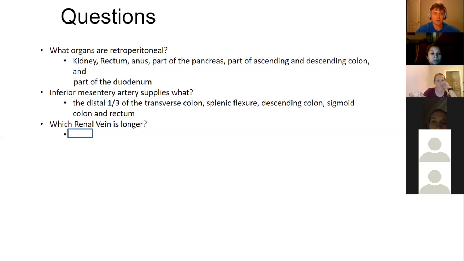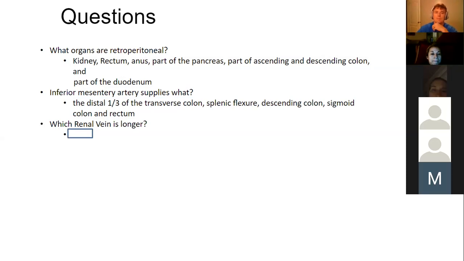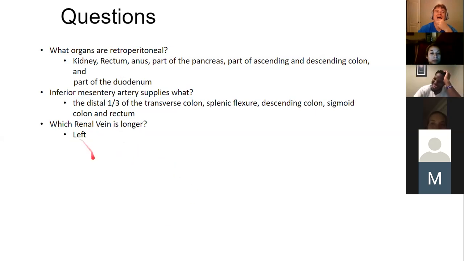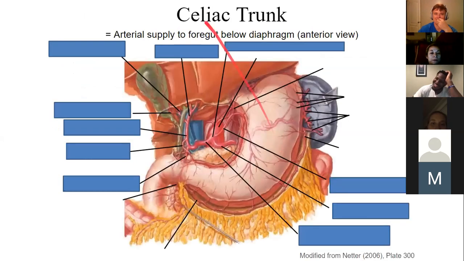You guys keep going. Which renal vein is longer, right or left? Left. That's right. That was a tricky answer, Hakeem. Left, right? Left, right? Oh, I know what you're saying, though. Left, right, and longer. There you go.